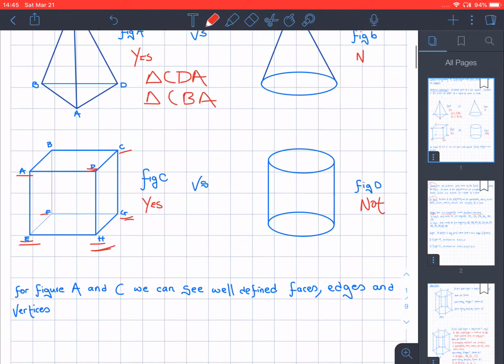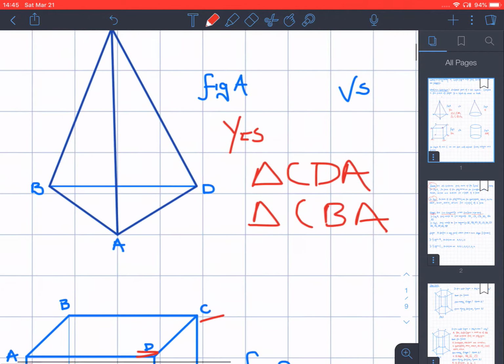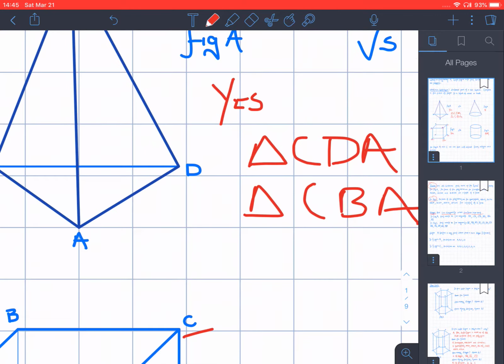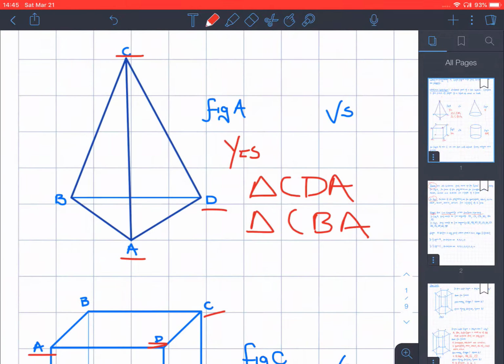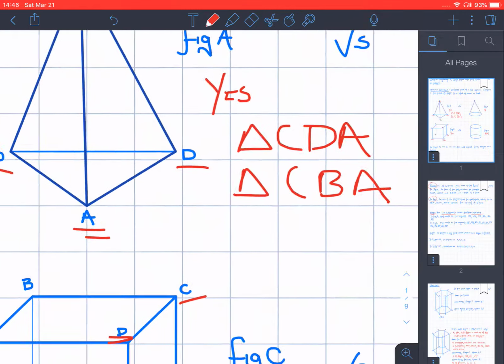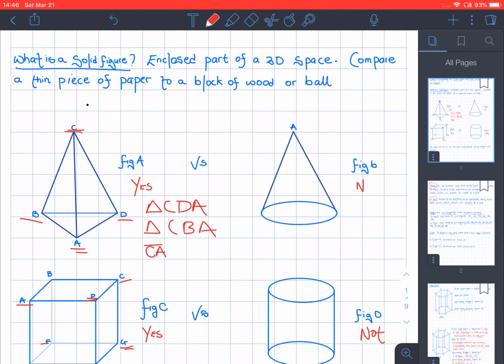So if you look back at figure A, where are our faces, which are our flat surfaces, meeting? They are meeting across some edges. So the first one we can see is where, for example, CDA meets CBA. So that's a triangle CDA. So that side of a triangle, where does it meet? CAB, and it meets across the line CA. And therefore, in that scenario, line CA will be our first edge.